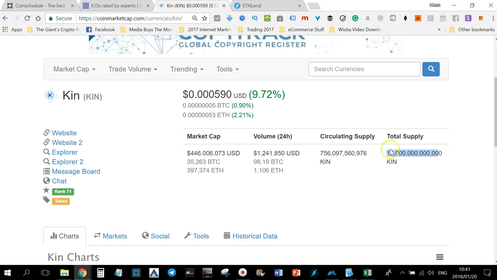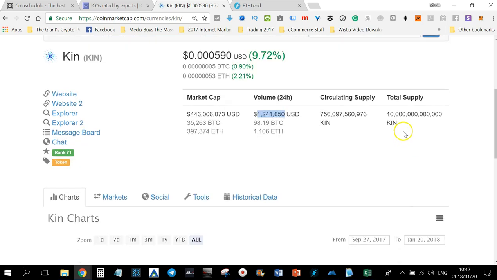So the total supply is huge. And trading volume is not there to back it up. The price, yeah, the price is low, but it will take forever for this particular token to get to 1 cent, let alone to get to 10 cents, let alone to get to 50 cents, not even to mention to get to $1. So if you're gonna buy this one, just do it at your own risk.